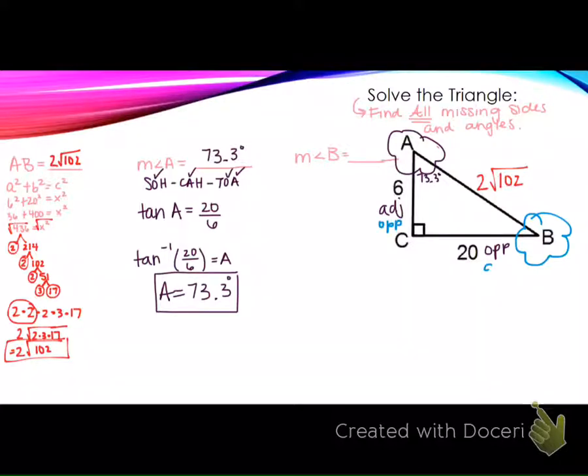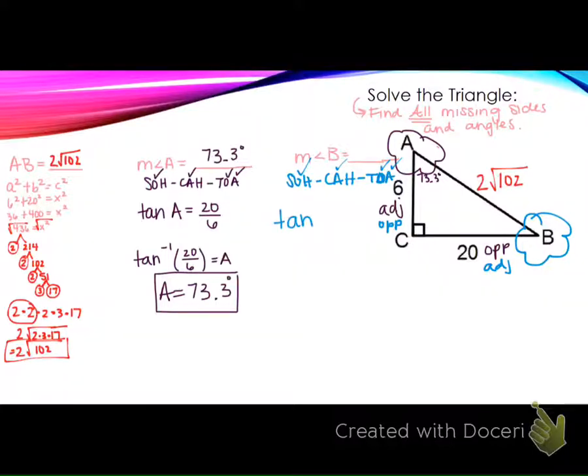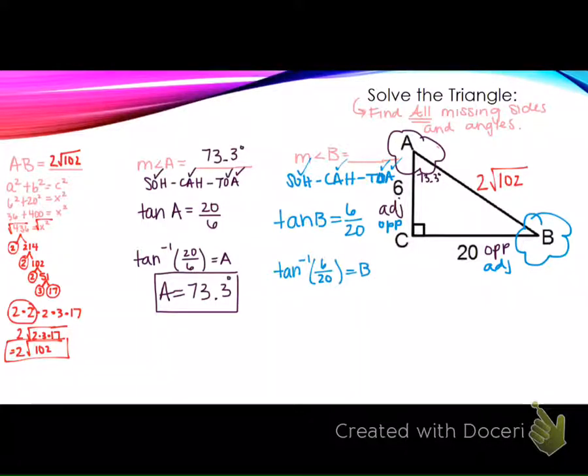So opposite and adjacent switch, right? So good. So we put up SOHCAHTOA and we can use tangent again. I would not do it this way, just so you guys know. I'm going to show you the other way. I don't really care that you're doing it this way, but... So we do tangent of B is 6/20. So we use the inverse to find an angle. So tan inverse is 6/20 equals B. So what's the measure of angle B?